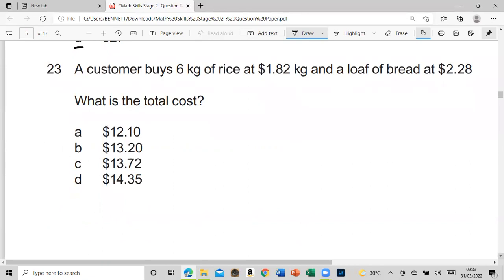A customer buys 6 kilograms of rice at $1.82 per kilogram and a loaf of bread at $2.28. What is the total cost? So what we need to do is find the total cost for the rice, which is $1.82 times 6, because it is 6 kilograms.